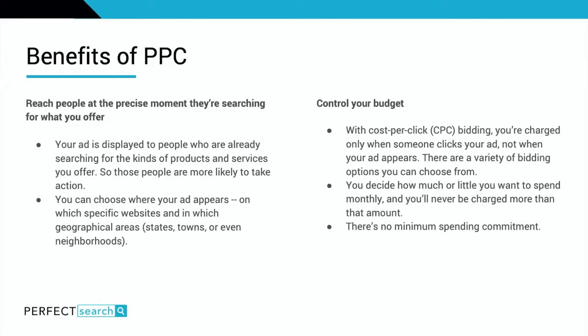Additionally, you can control your budget. With cost per click bidding, again, you're only charged when someone clicks on your ad, not when your ad appears. And there are a lot of different bidding options to choose from. And so you really decide how much or how little you want to spend monthly, and then you're charged for that amount based on how many times your ads are clicked. It's also worth noting that Google and Bing don't have any sort of spending minimum, which might be nice for smaller companies or smaller businesses.